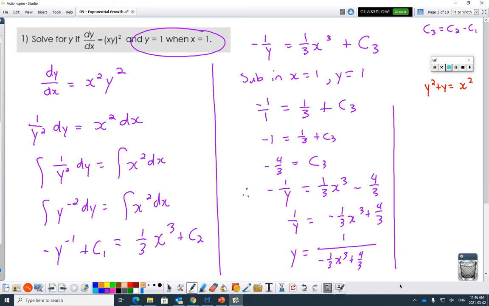Which isn't bad, but we certainly like to tidy these things up if we can. I'm just going to multiply top and bottom by, I'm going to choose negative 3 here. And so this is negative 3 over x cubed minus 4. I'm just going to check that because I did that all in my head. Multiply the top by negative 3, I get negative 3. Multiply the bottom by negative 3, I get x cubed minus 4.